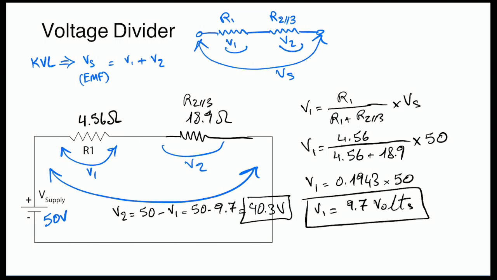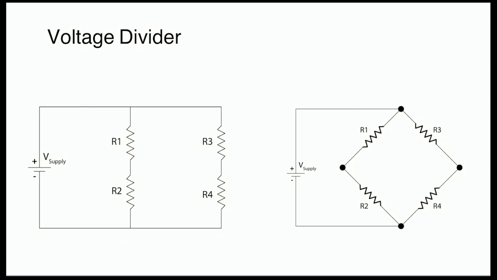What is the next step? The next step is to calculate the total current, but that is going to be outside of the voltage divider example. So let's do the same thing here. Can we do a voltage divider calculation on both?